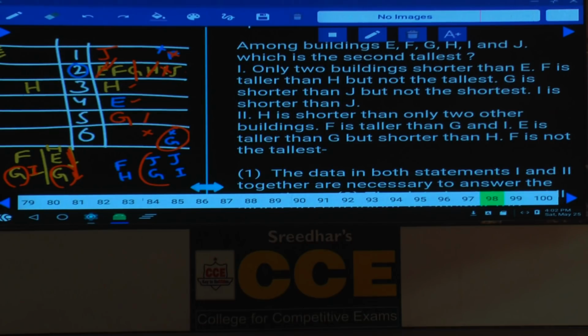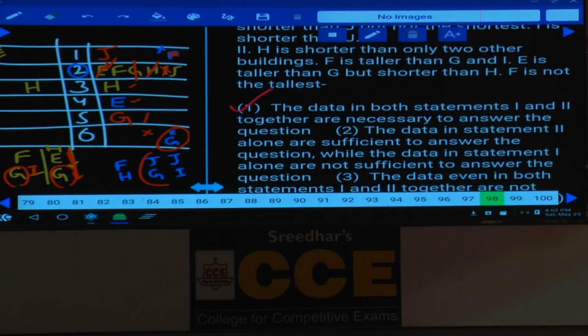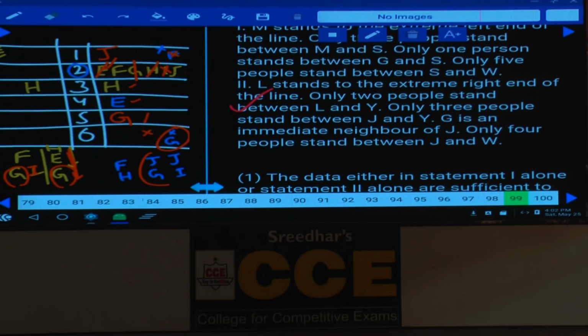Are you getting the answer or not? Hence the second building here is F, and the data in both the statements are required, choice 1. And this is about question number 98. Both the statements are required to identify the answer.